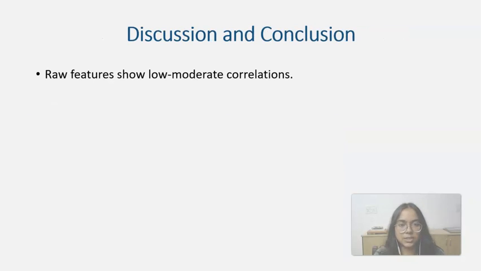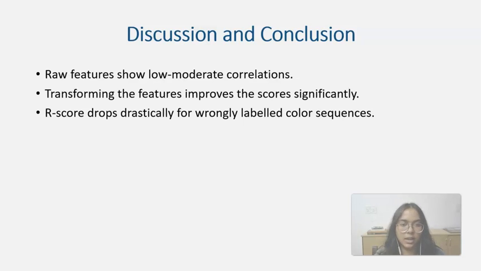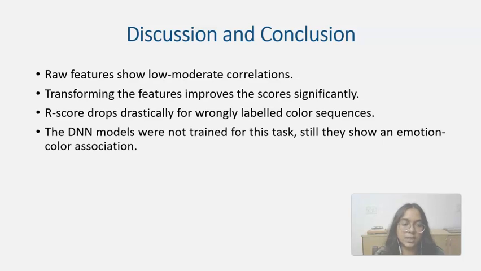So finally, we saw that raw features show low moderate correlations. Transforming the features improve the score significantly. Wrongly labeled color sequences give very small R-scores. DNNs without being trained for it show an emotion-color association.